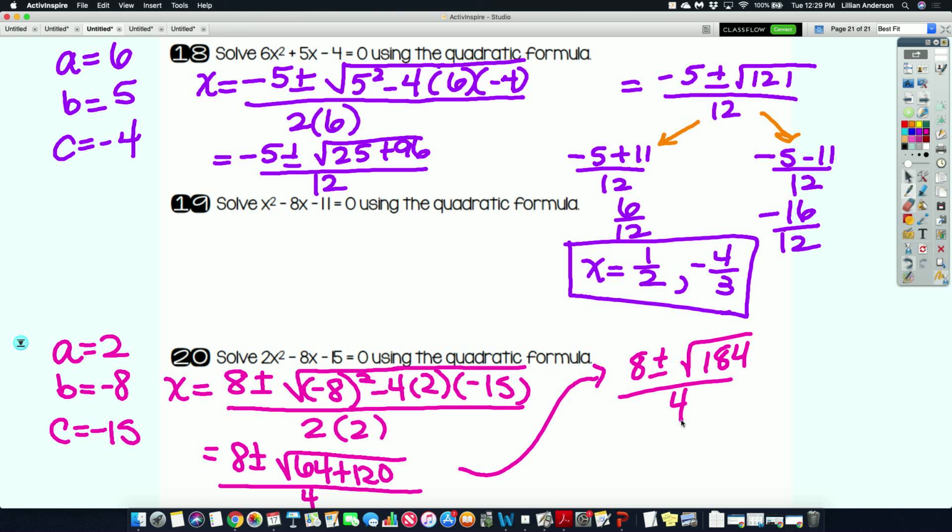Now, is 184 a perfect square? No, it's not. That doesn't mean that we can't do this. It just means that it's not going to be a whole number or a nice fraction. What we need to do is simplify that radical. So we got to go back into your Algebra 1 days. What numbers multiply to give you 184?